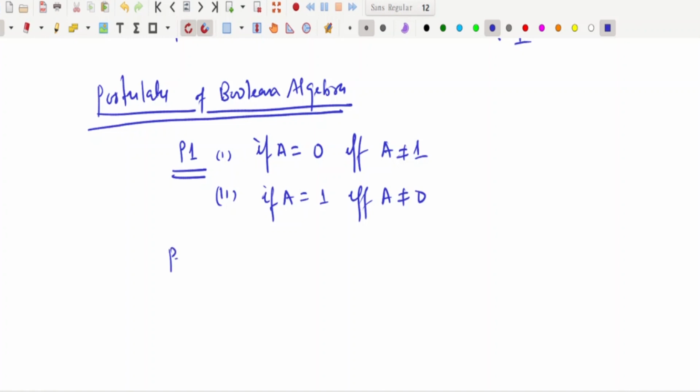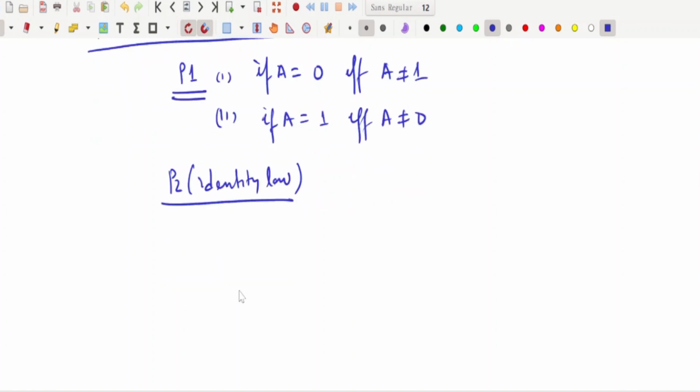Postulate 2 is also known as the identity law. Postulate 2 says that when we add 0 with any element, X plus 0, 0 acts as an identity element. Here X plus 0 is equal to X, and X dot 1 is also equal to X. So the identity of multiplication is 1 and the identity of addition is 0.